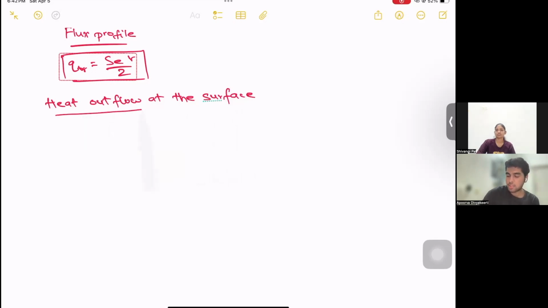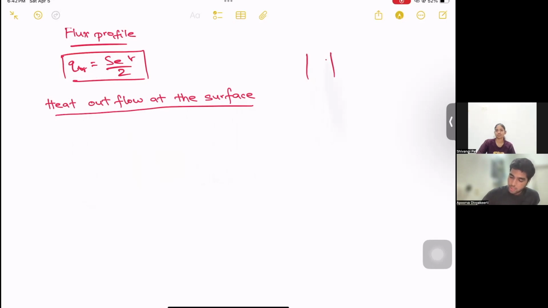Now, how can I calculate the heat outflow? What is heat? Basically, we know heat flux, and heat flux multiplied by area is heat. So for the heat outflow, heat is coming in. The shell was like this: heat was coming in at R and going out at R plus delta R. So we just have to subtract these two.